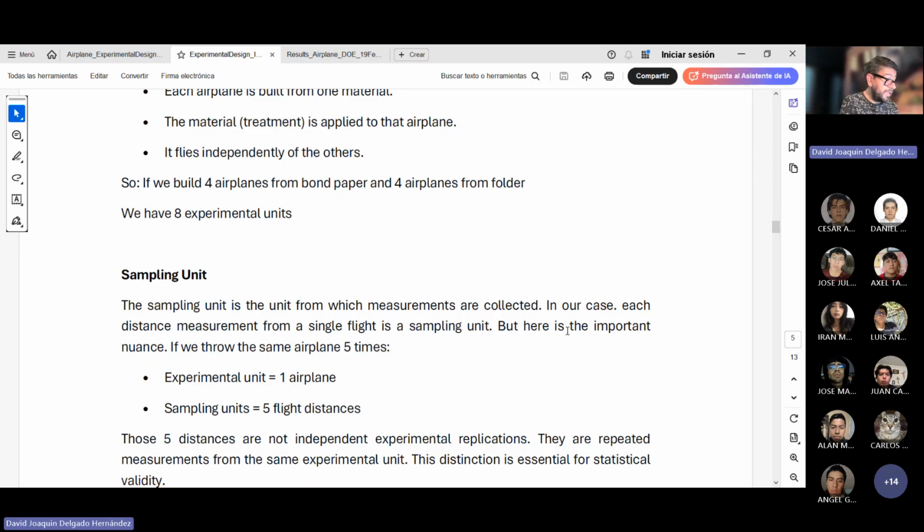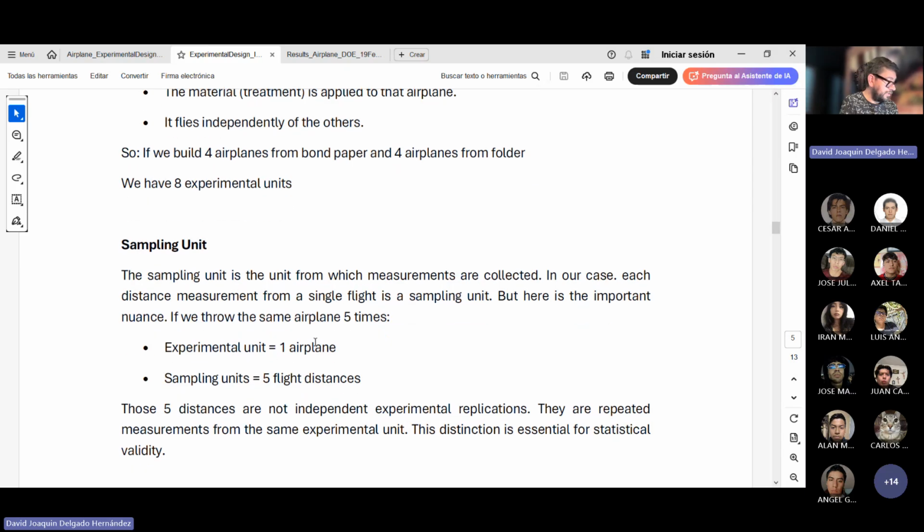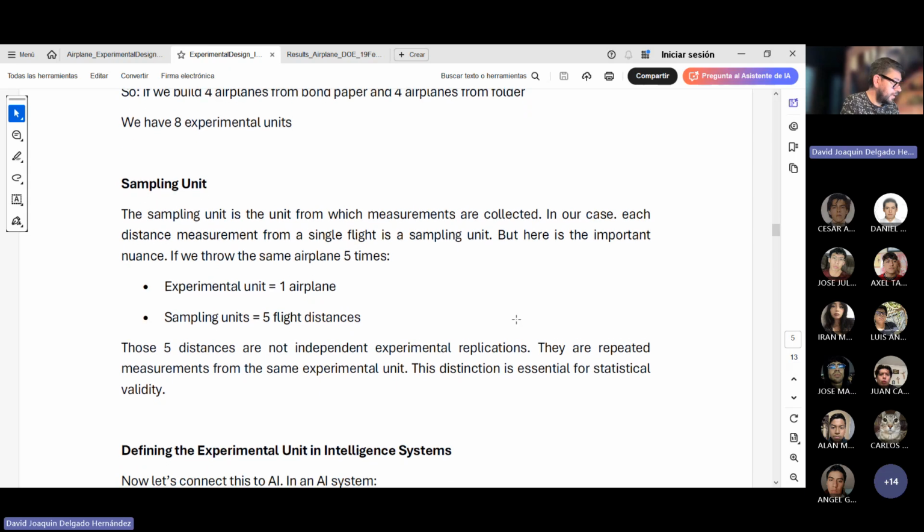But here is the important nuance. If we throw the same airplane 5 times, so I have one experimental unit, which is one airplane, the sampling unit will be 5 distances. So in this case, for each experimental unit, I have 3 sampling units, 3 throws. But if I had 5 throws, it will be 5 sampled units, okay? Okay.